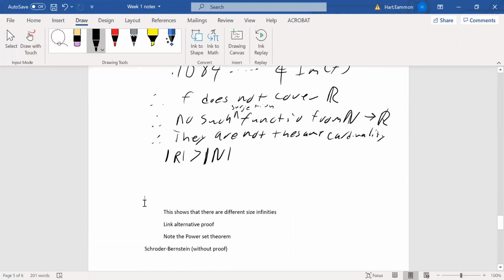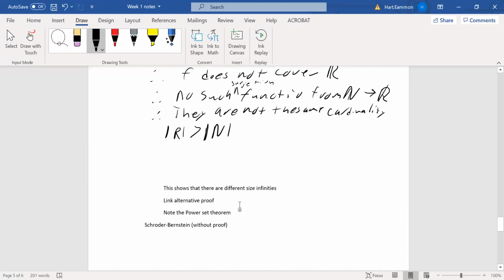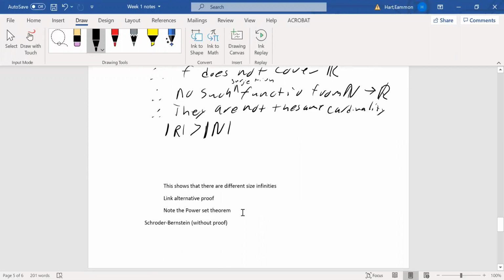There is another very interesting proof that I actually just stumbled across for the first time the other day, that there can be no function that maps from the natural numbers onto R. I will link to that in the video playlist that I will send you guys.